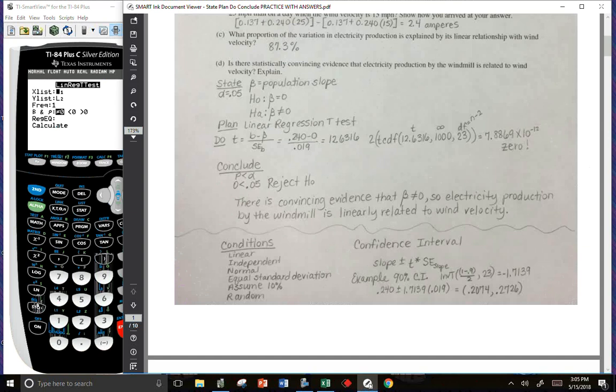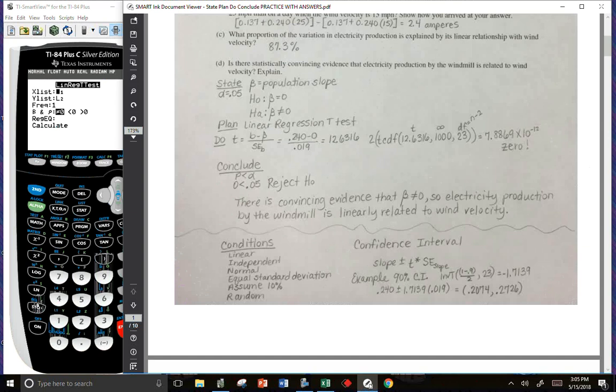Okay, I threw confidence interval in there as an example just because I thought you needed to be reminded of it, but this problem didn't actually ask you to do it. So for a confidence interval, you always do your point estimate plus or minus your critical value times your standard deviation. So the point estimate for this problem is the slope. And then our critical value is going to be t star.